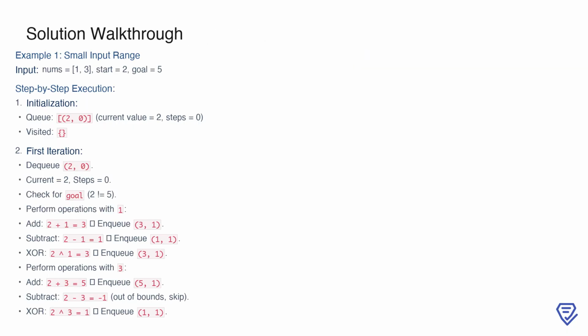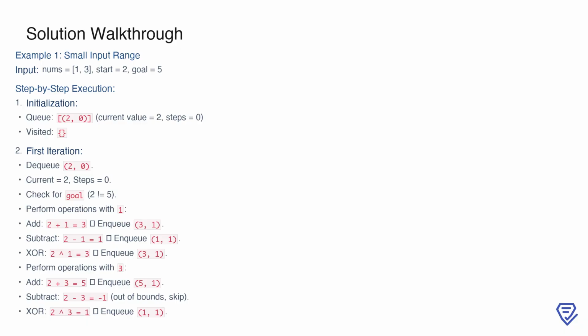We'll start with a simple example to understand the problem. The input array is nums equals [1, 3], the starting value is 2, and the goal is 5. First, we initialize our queue with the starting value and 0 steps, (2, 0). The visited set is empty at this point. Now, in the first iteration, we dequeue (2, 0) from the queue, so the current value is 2 and the number of steps is 0. Since 2 is not equal to the goal, we proceed to perform all possible operations with the elements in nums.